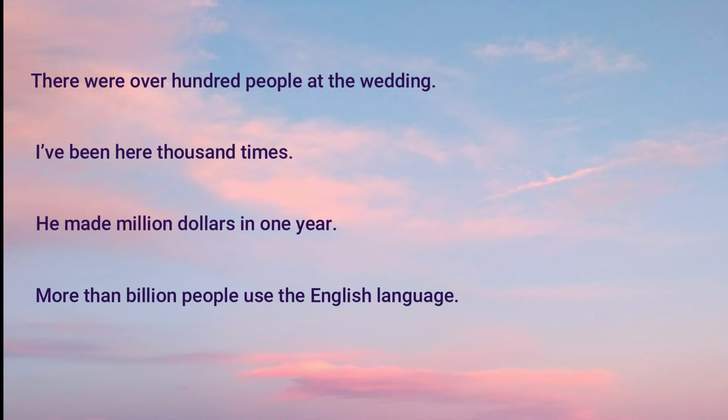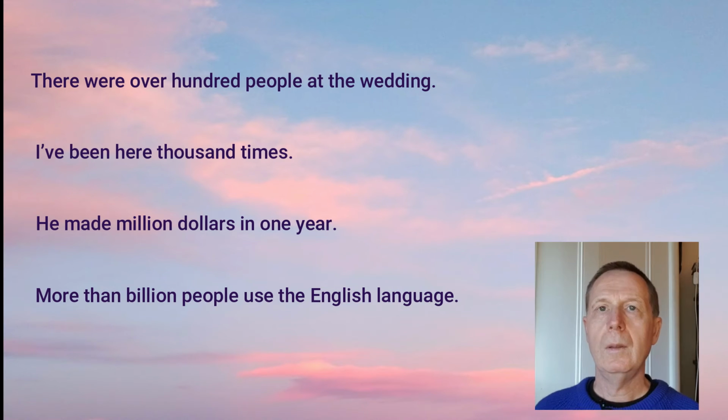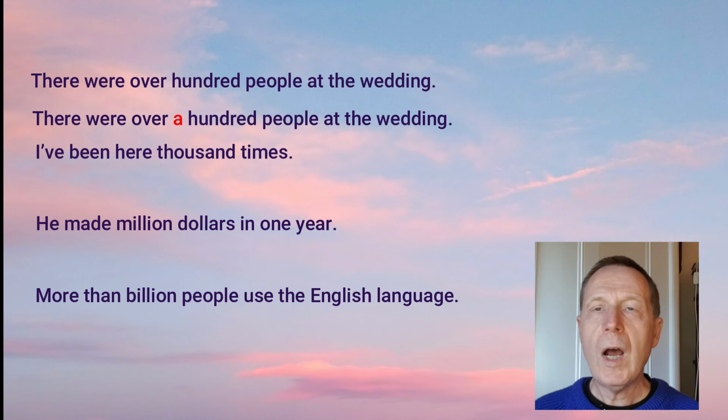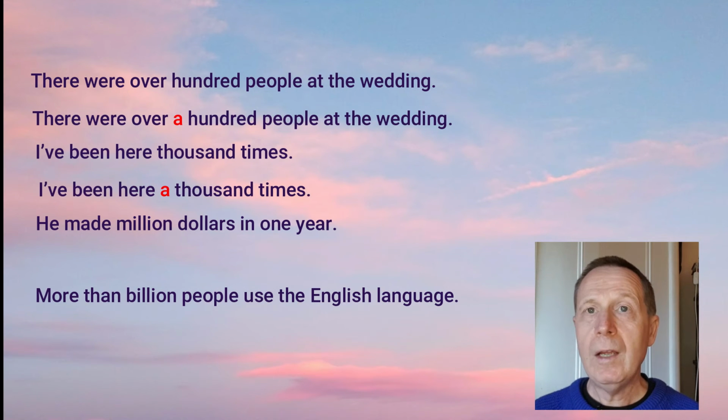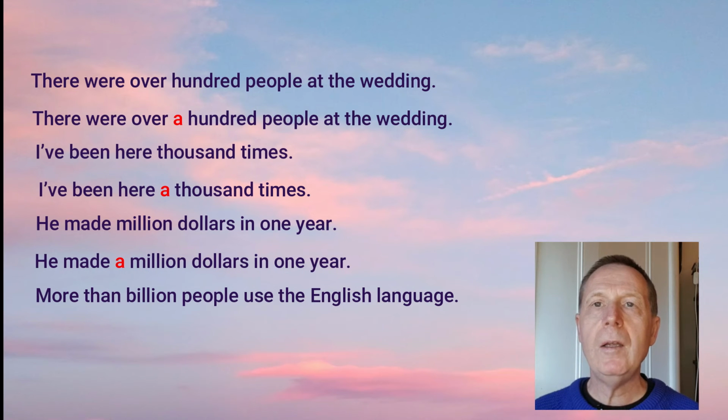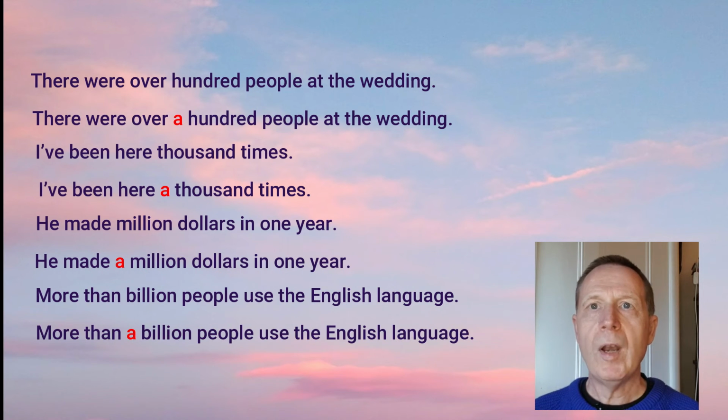Here's another context in which we use the indefinite article. We use a with high numbers. Think about the following and try to correct them. Here we have to say, there were over a hundred people at the wedding. I've been here a thousand times. He made a million dollars in one year. More than a billion people use the English language.